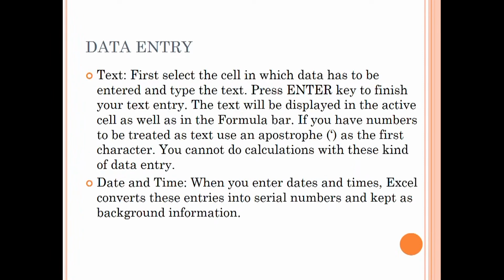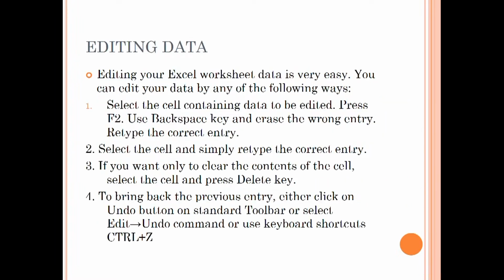Next is text. First select the cell in which the data has to be entered and type the text. Then press the enter key to finish your text entry. The text will be displayed in the active cell as well as in the formula bar. If you have numbers to be treated as text, use an apostrophe as the first character. You cannot do calculations with this kind of data entry. So that is about text. The next is date and time. When you enter dates and times, Excel converts these entries into serial numbers and keeps them as background information. That was about entering data.